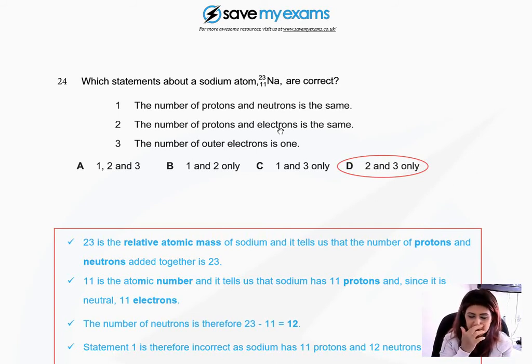The number of outer electrons is 1. So you have to work out the electronic configuration. If we have 11 electrons, it will be 2 in the inner shell, then 8 in the second shell. So that's 10, and then 1 in the outer shell. So that's right. If you're not sure about it, look at sodium in your periodic table. You find that sodium is in group 1, so it should have 1 electron in the outer shell. So 23 is correct.